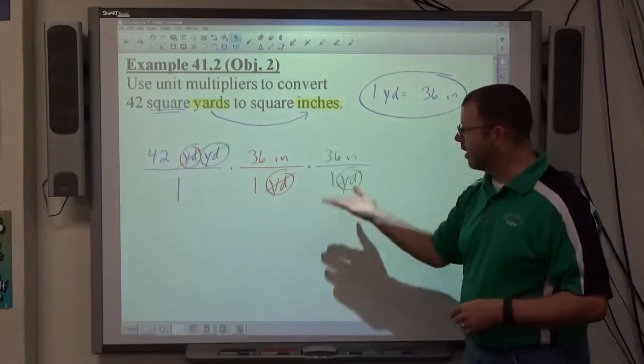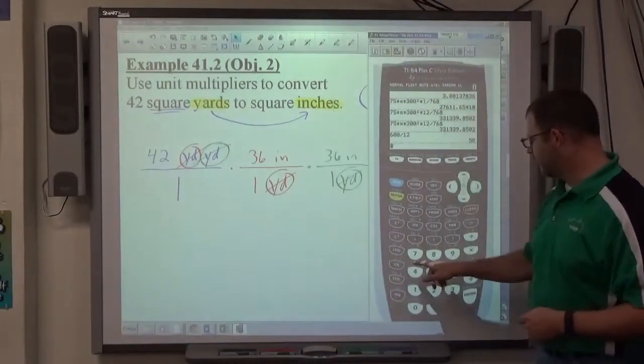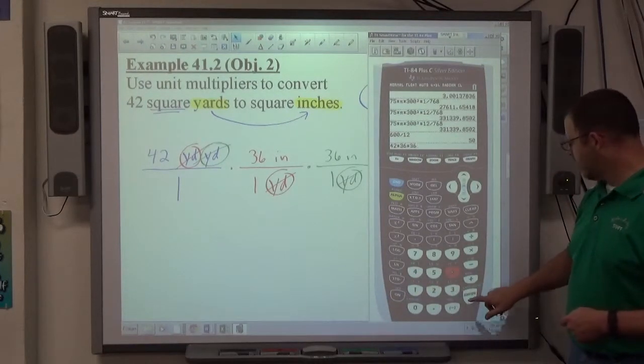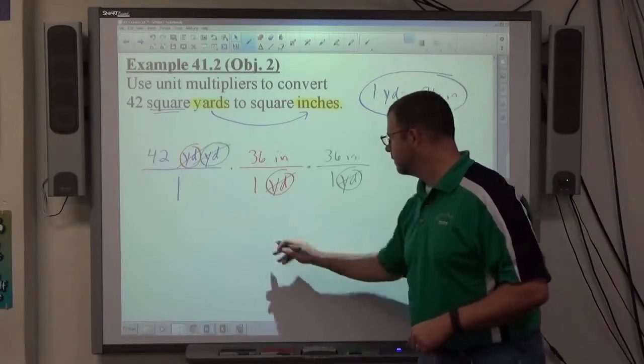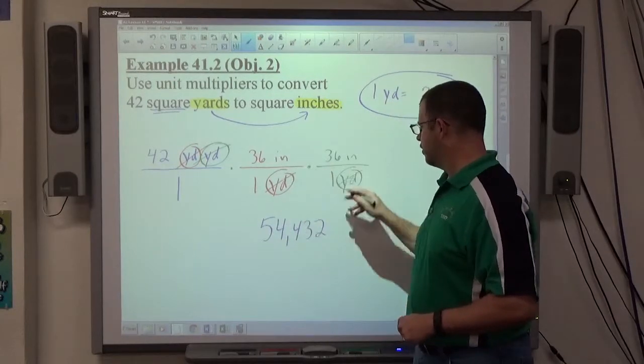The location of everything is in the numerator, so to get the answer we simply multiply everything out. In this case it's 42 times 36 times 36 equals, and it comes out to 54,432. And then the unit is inches squared.